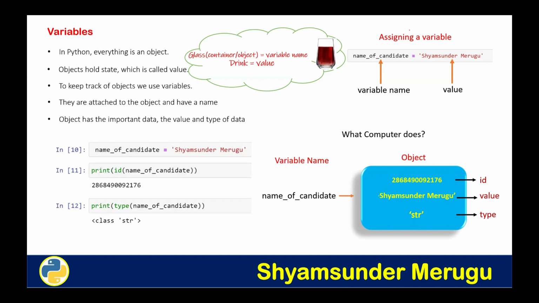So here are a few instructions which can work with an assigned variable: how to know the ID of that variable, and how to know the type of the value which is assigned to that variable. To know the ID, you use id of, and to know the type of the value or data, you can use the function type of. So as given in the instructions, you can practice.